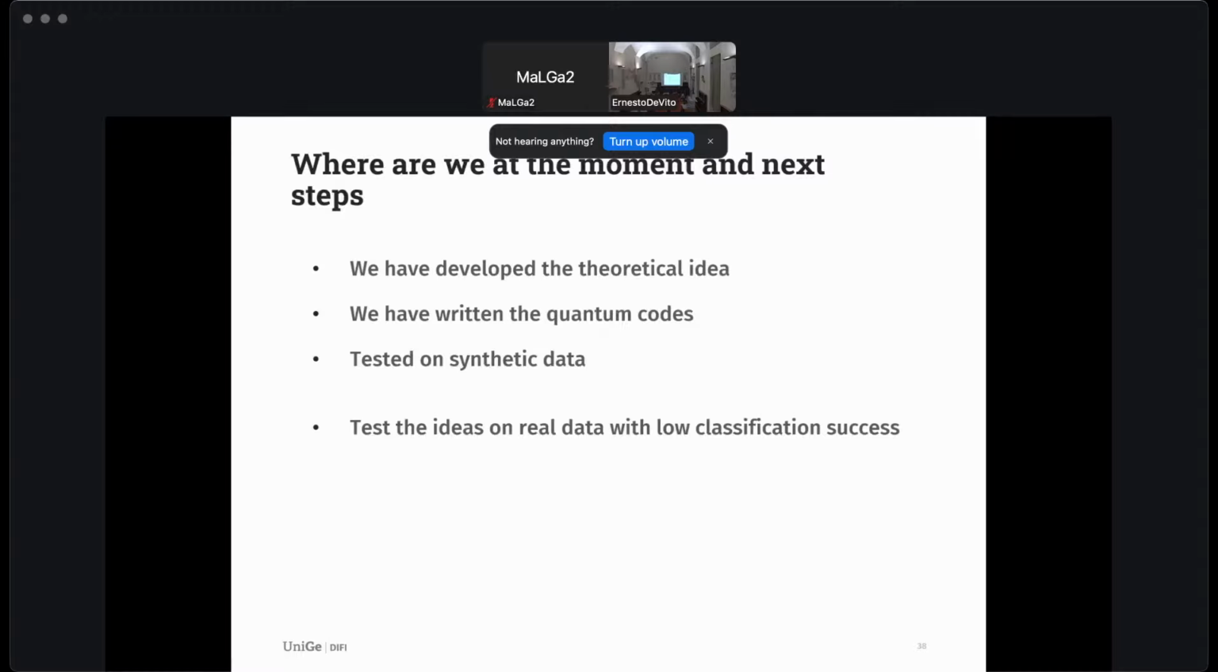This is for two reasons. First, it might be where the kernel adapts itself in the best way. And of course, it is almost useless to say that you have a classical classification of 90% and you reach 91%, because nobody will use a quantum computer to gain 1% in classification. So the idea is to test where classical, again, this is always true, you use quantum computers where classical computers are not working. So the idea is to test them with real data where the classification success is low.